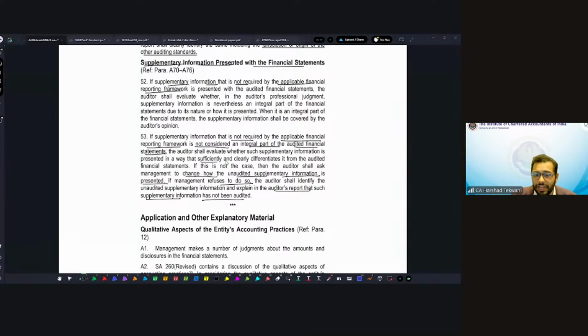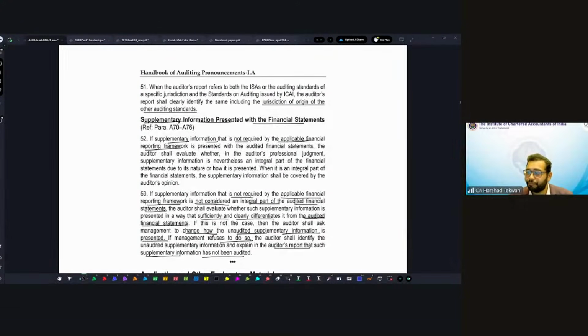It has to be sufficiently and clearly differentiated from the audited financial statement. Clear? Okay. So that was with respect to some important areas that I wanted to cover on the SS 700.